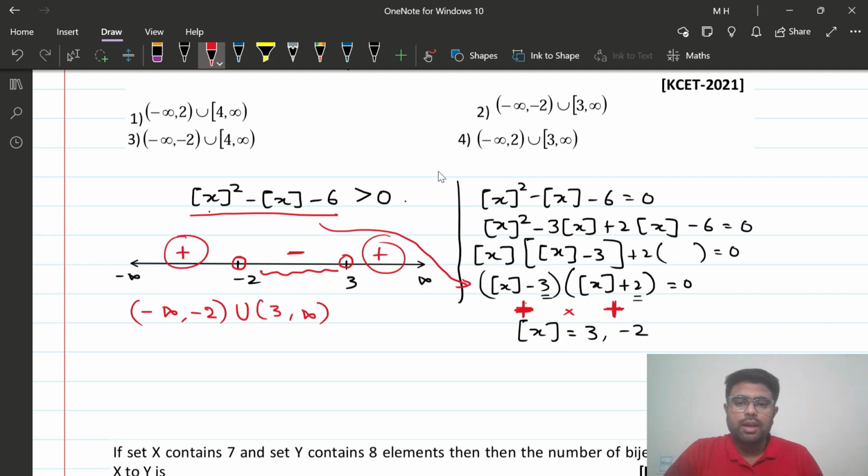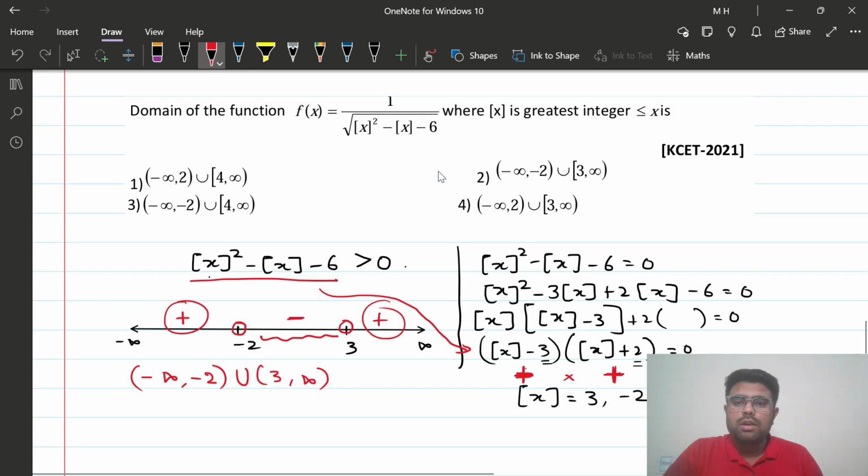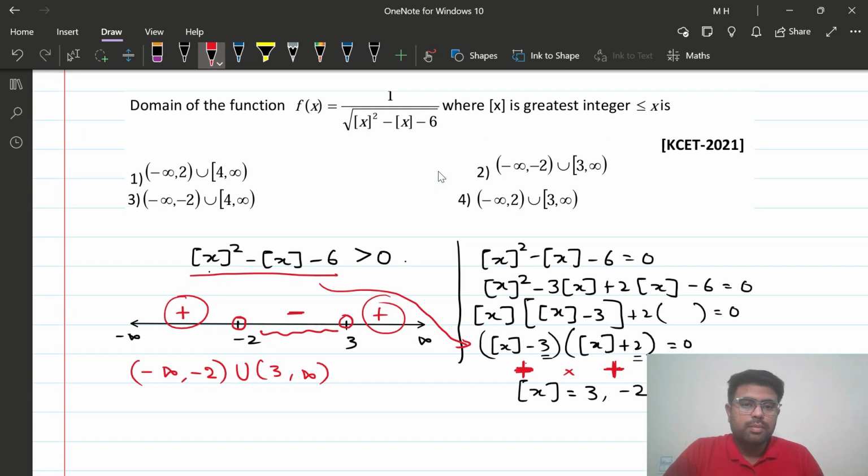So this is what I have, and at 3 here they have given the closed bracket. If I put 3, it is going to be 3 square 9 minus 3, 6 minus 6, 0. So it is going to be 0. So I don't want it to be 0. So therefore it has to be the open interval at 3. It cannot be the closed interval at 3. So we'll change it. Okay.